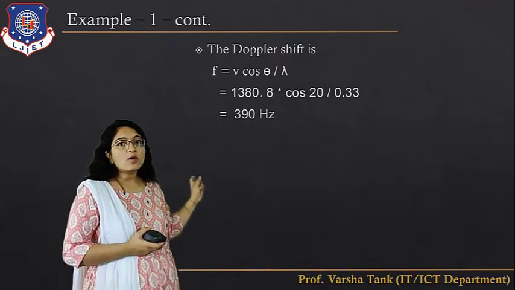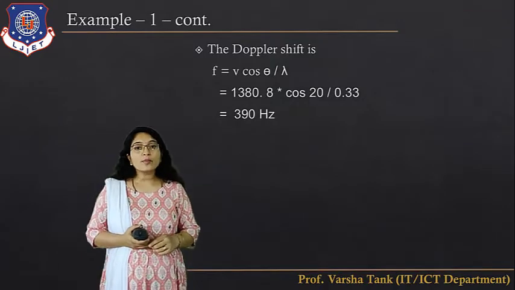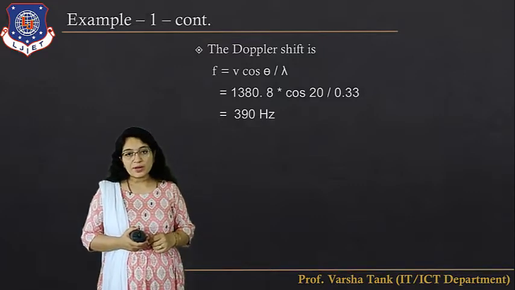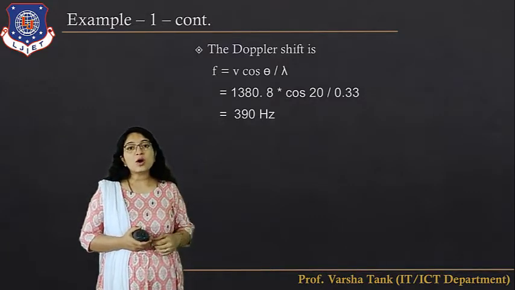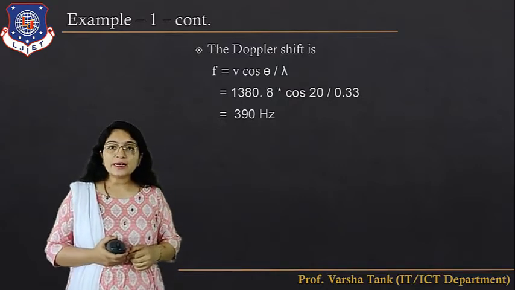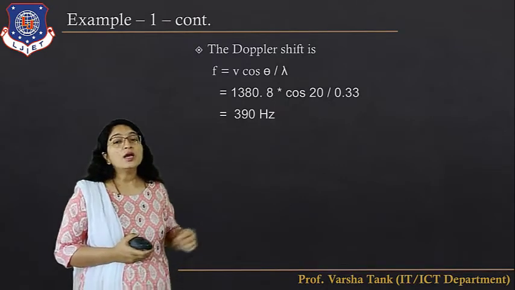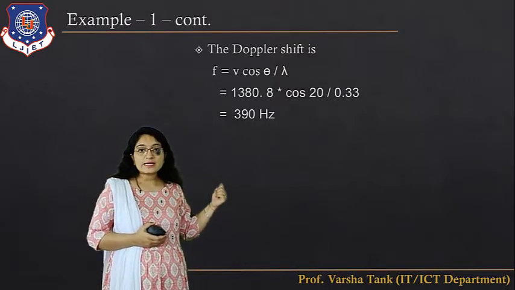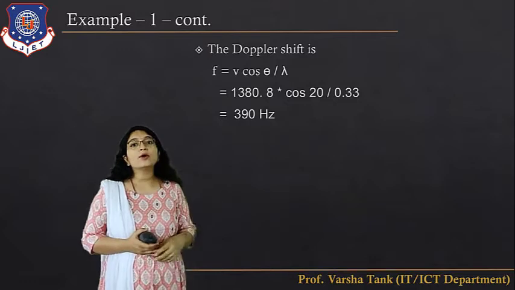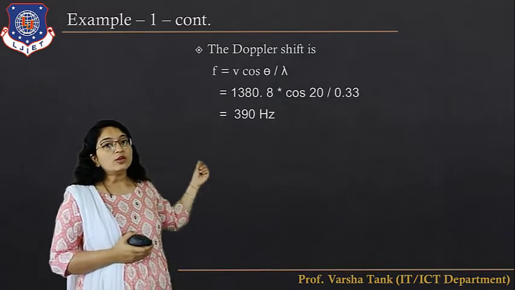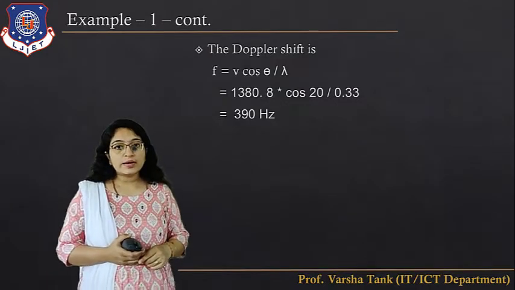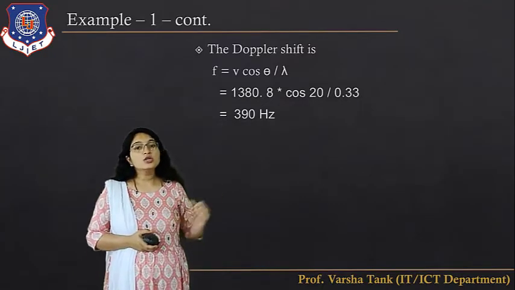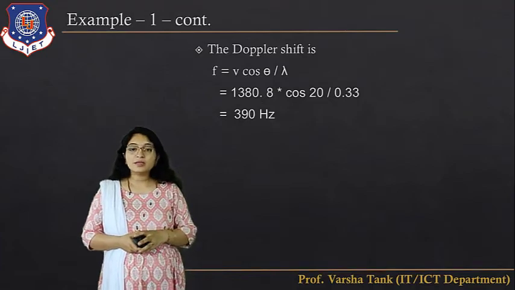Now the Doppler shift, how can we calculate it? You can calculate the Doppler shift using the formula f = v cos theta upon lambda. Here v is 138.0.8 that we have seen in the last slide, into cos theta, where theta is the 20 degree angle. So cos 20 divided by lambda, which we found to be 0.33. Whenever you put in the value of cos 20 and calculate this, you will get the answer 390 Hertz. So the Doppler shift will occur at 390 Hertz.